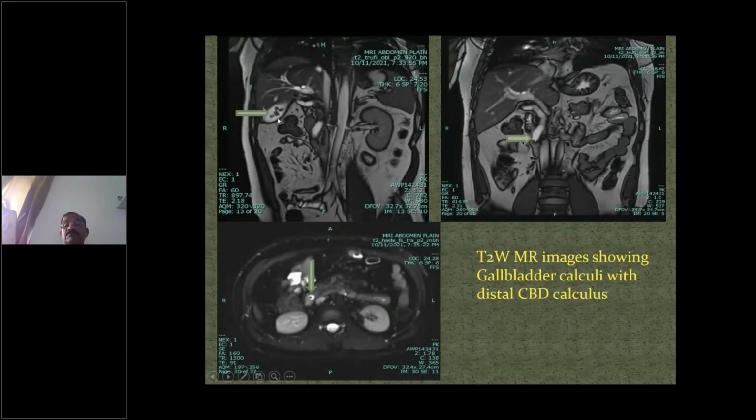So this is another patient, coronal images showing gallstones. There is a small stone in the distal CBD. This is a coronal image. This is an axial image. You can see a black focus surrounded by white bile.